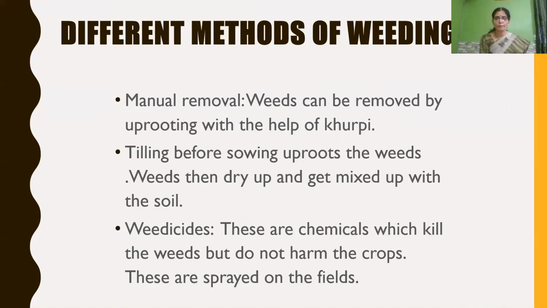Then, when the soil is plowed, that is tilling before sowing itself, weeds are removed by uprooting so that these weeds can dry up and get mixed with the soil. And the third method is by using weedicides. Weedicides are chemicals which kill the weeds but do not harm the crops, and they are sprayed on the fields.